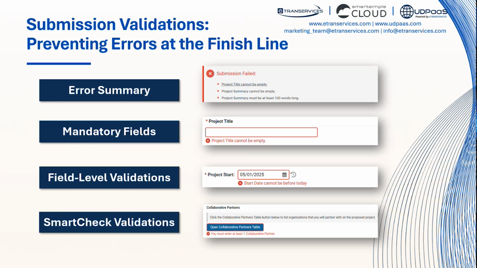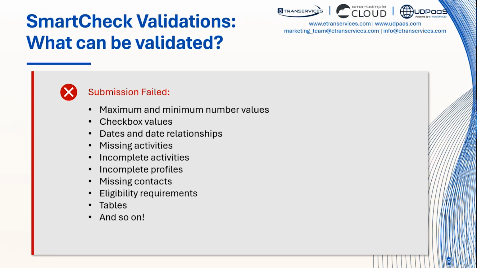And then smart checks are kind of the powerhouse of SmartSimple. They are the most flexible validation tool. They can handle a wide range of checks, including things like missing contacts or activities, formatting errors, incomplete answers or incorrect answers, conditional mandatory logic, and other complex data rules. So SmartCheck allows for more comprehensive control over how and when data is validated, and it's more ideal for advanced situations.